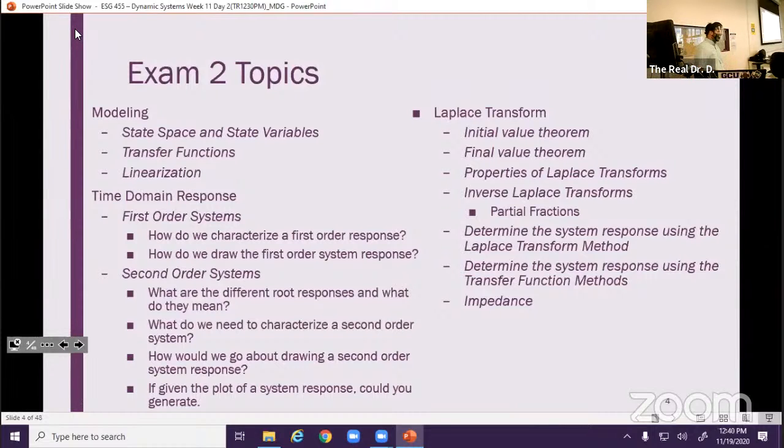And then impedance. We'll spend a little bit of time at the beginning of class recapping impedance. Impedance is just the specific application of Laplace transforms to electrical systems, and it's a way for us to collapse complex electrical systems into simpler versions to analyze.